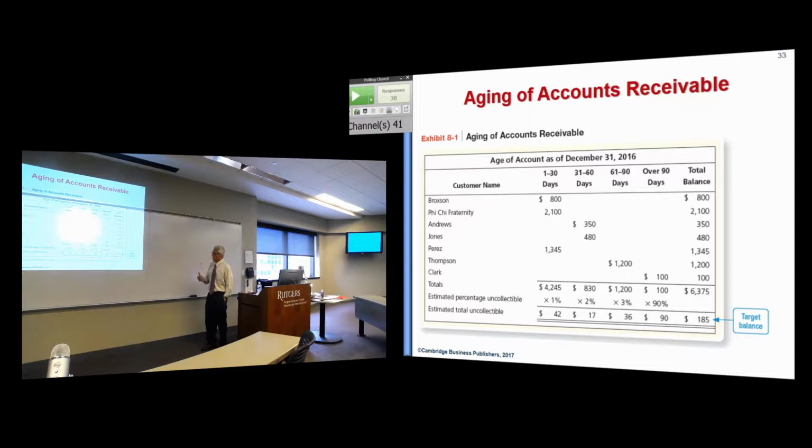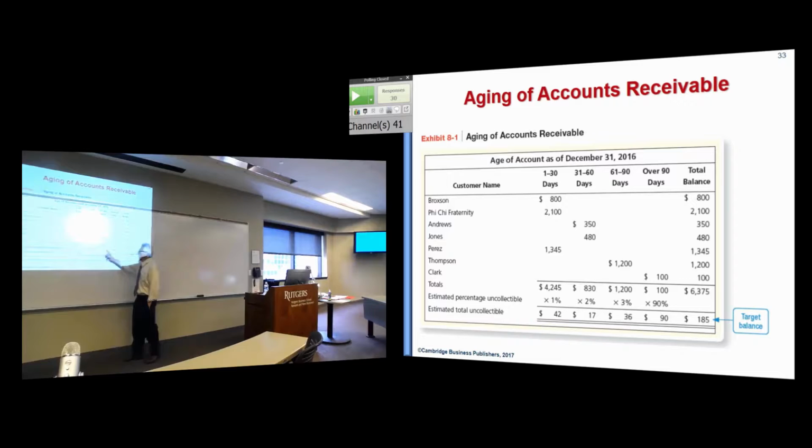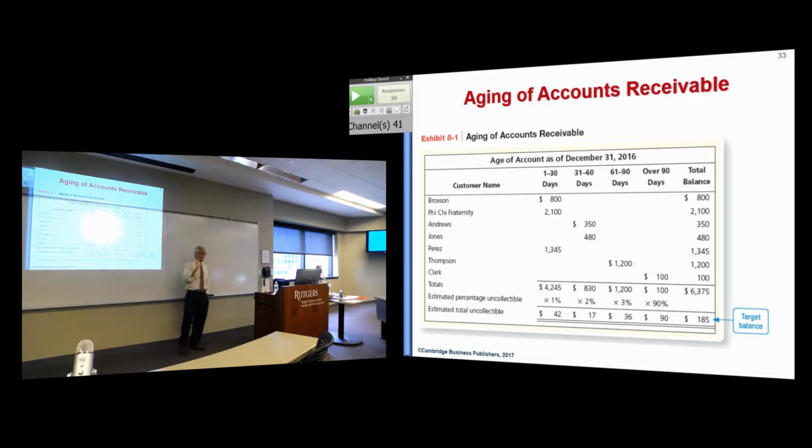But in our textbook world, let's assume we're not doing a specific review. As you would expect, as you go further along in the aging, as the accounts get older, they become less likely to be collected. And therefore, you take a larger percentage against that account.